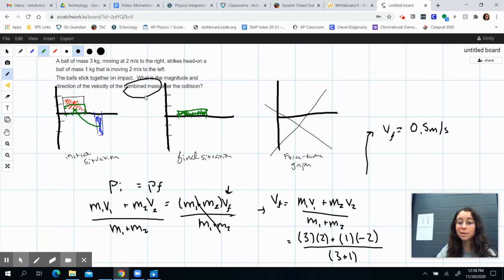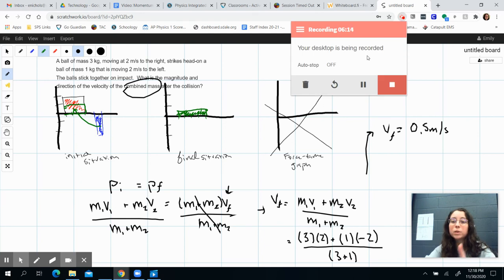Okay, well, this is just example one. I've got one more video to do for you guys. So I'll see you in the next video. This was an inelastic collision. The next one's going to be an elastic collision.